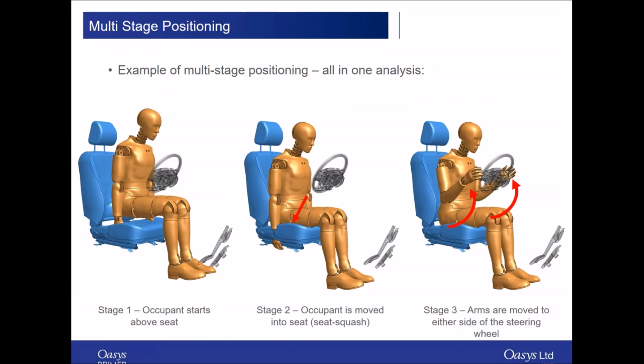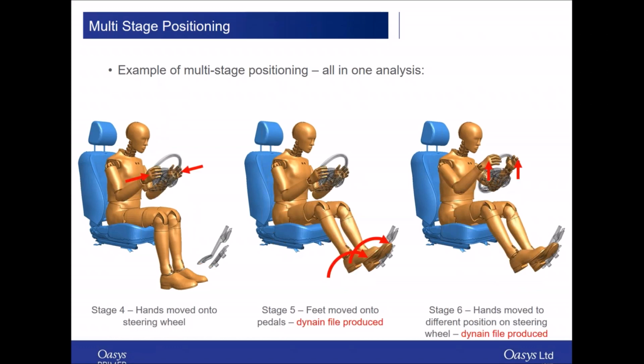So let's say we are setting up multi-stage positioning all in one analysis. So this is one analysis, remember. The occupant starts above the seat, and the first stage might be to move it into the seat. Then you might want to move the arms into a position either side of the steering wheel. Then you might want to move the hands onto the steering wheel. Then you might want to move the feet onto the pedals. Now, in reality, in your analysis, the feet might be moved onto the pedals at the same time as the hands are moved onto the steering wheel. But these diagrams are just for explanation purposes.